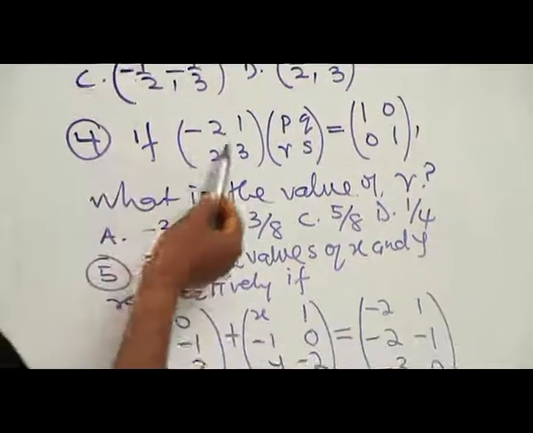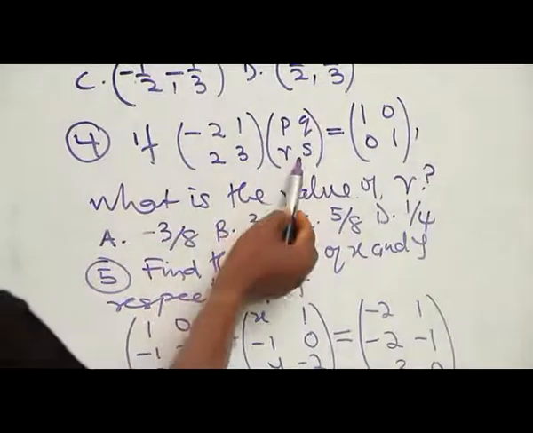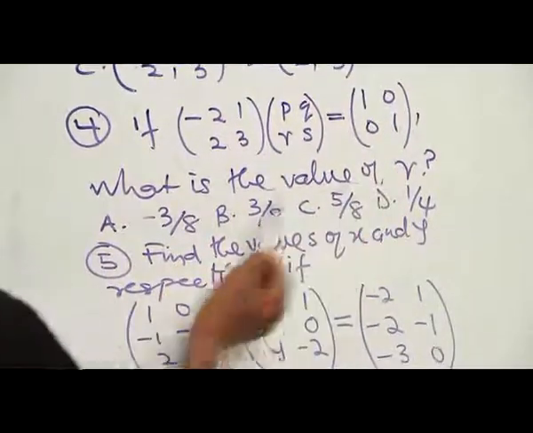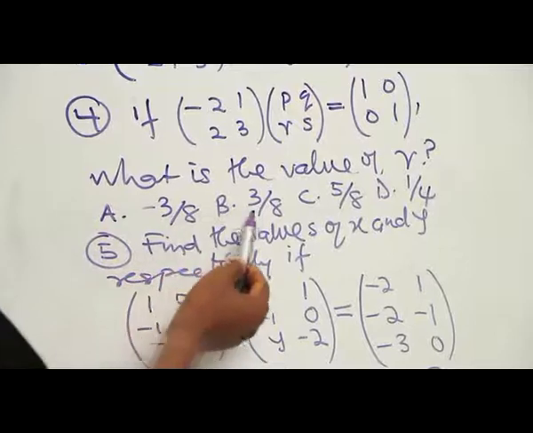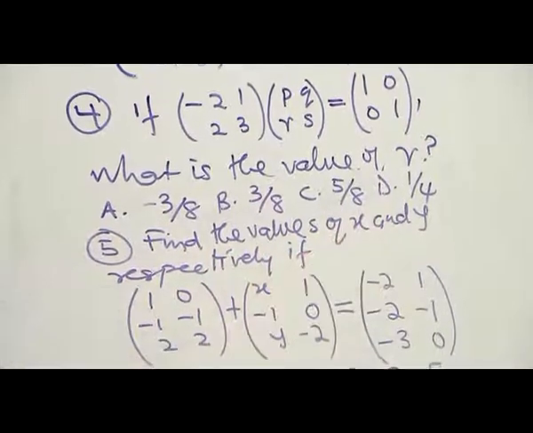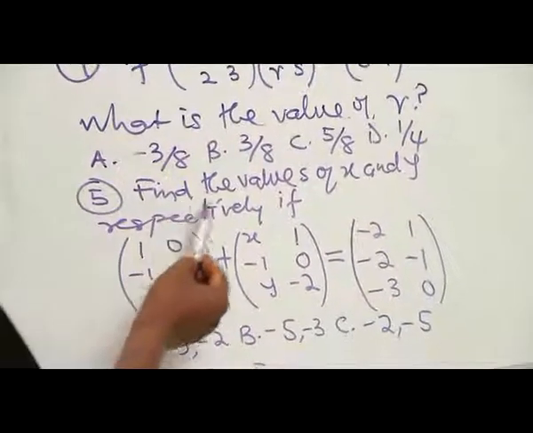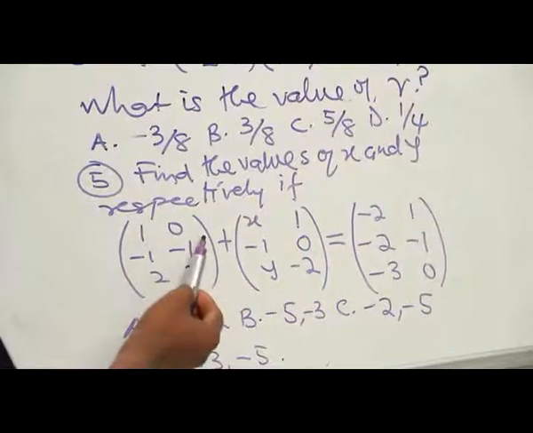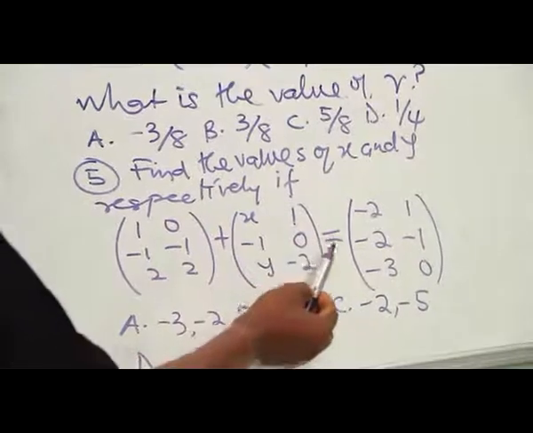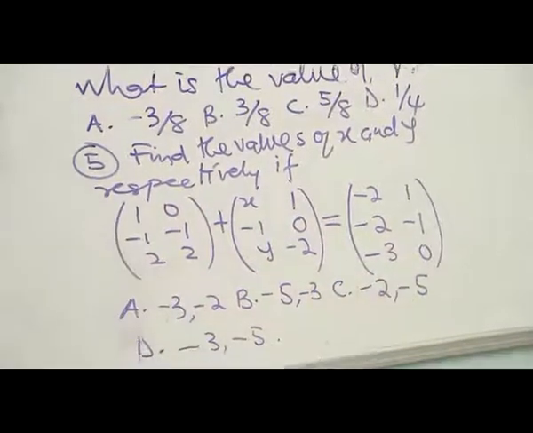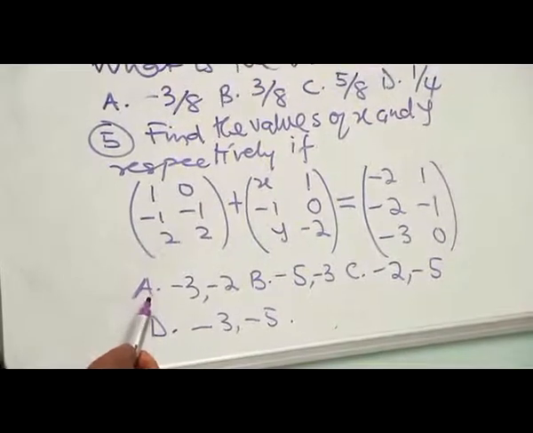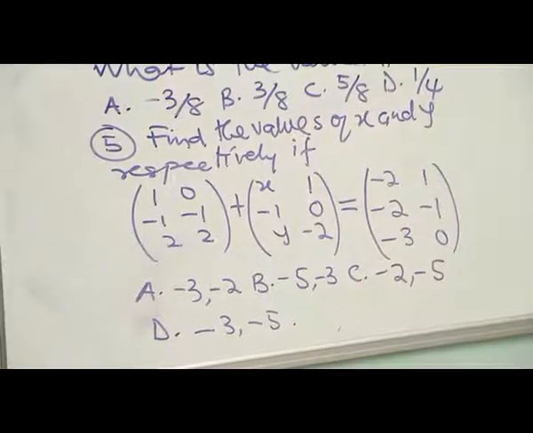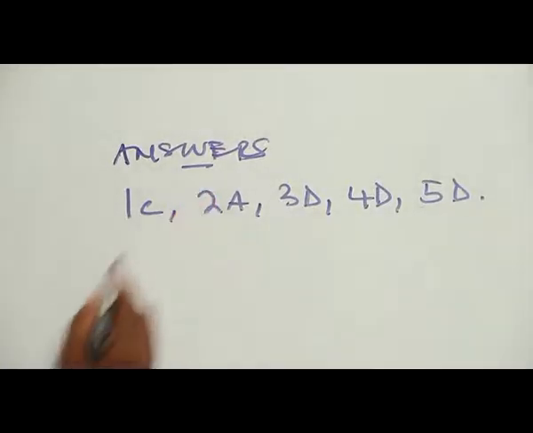Number 4, if this matrix multiplies this matrix and the result is equal to this matrix, what is the value of R? A, B, C, and D. Number 5, find the values of X and Y respectively if this matrix plus this matrix is equal to this matrix. The options are A, B, C, and D. Here are the answers to the exercise.